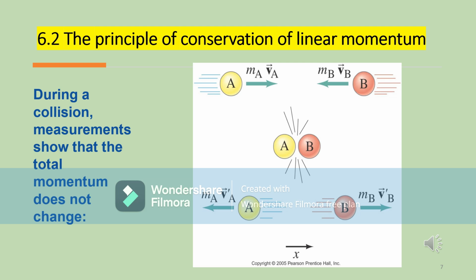When the cue ball hits another ball, it transfers some of its momentum to the second ball. The cue ball slows down, and the second ball speeds up. But if we add up the momentum of both balls before and after the collision, the total amount is the same. Total momentum before equals total momentum after. In this equation, P total before represents the total momentum of the system before the collision, and P total after represents the total momentum of the system after the collision. In a closed system with no external forces, these two are equal.